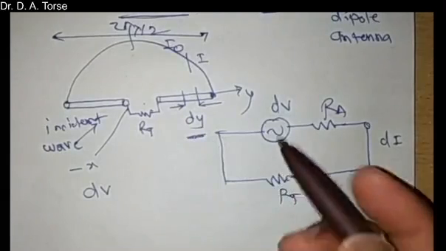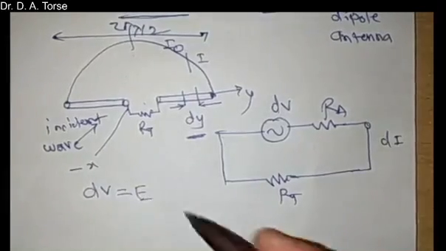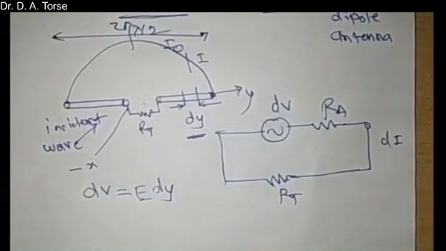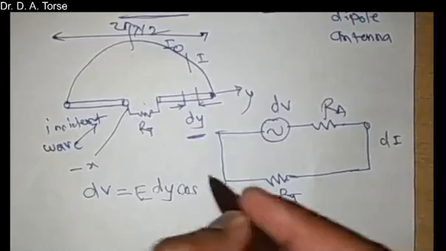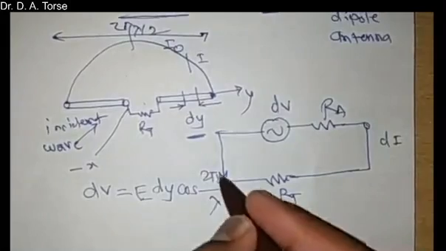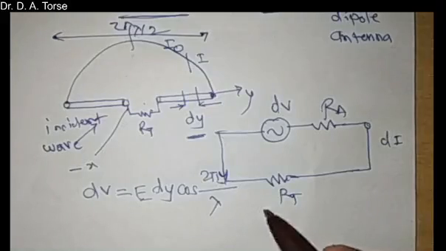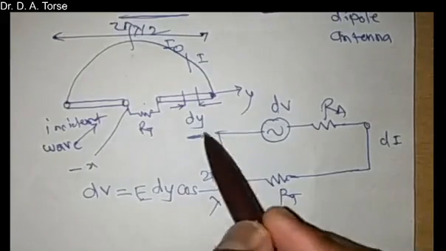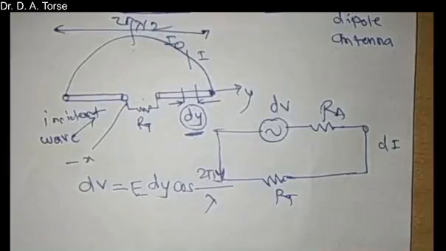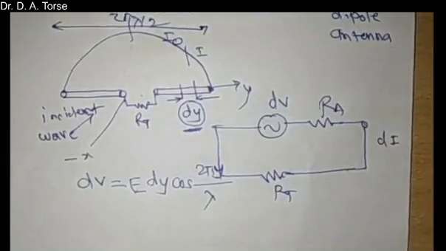due to the voltage induced by the incident wave in an infinitesimal element dy, is given by dV equal to the applied electric field E, times the infinitesimally small portion dy, times cos of 2 pi y by lambda. Now this term cos of 2 pi y by lambda is taken because we have taken only a small portion dy, and then we are going to integrate this equation and find out the overall voltage.